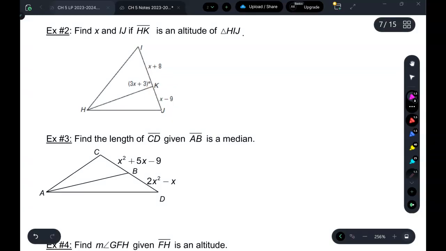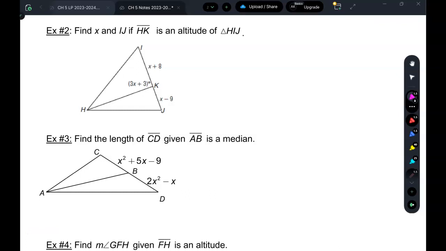Okay, let's find the value of x if HK is an altitude of triangle HIJ. What do you think, Ryan? We can make a right triangle. This has to be a right angle. So 3x plus 3 equals 90. 3x equals 87. Anybody know? 29. Good.